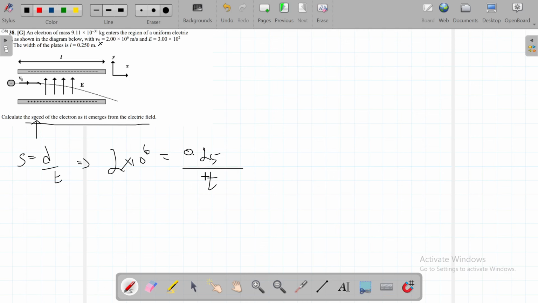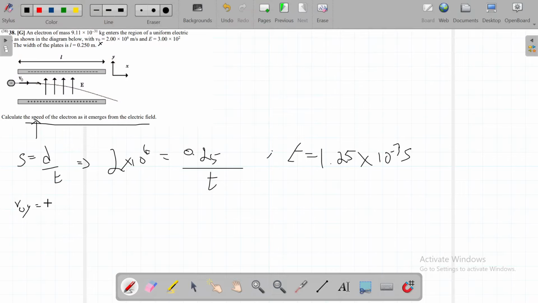So it will be 0.25, I'm just doing it on a calculator, 0.25 over 2 times 10 to the power of 6. You get 1.25, so you get your time. Your time taken is 1.25 times 10 to the minus 7 seconds. That's your first step, finding the time. Your second step now is to find the individual velocities. So the V naught y.